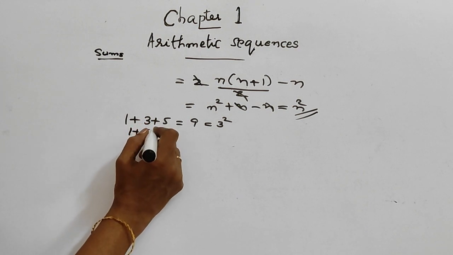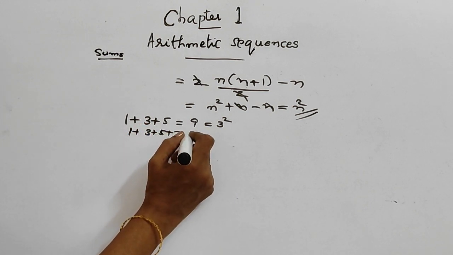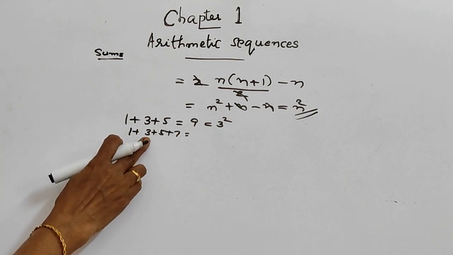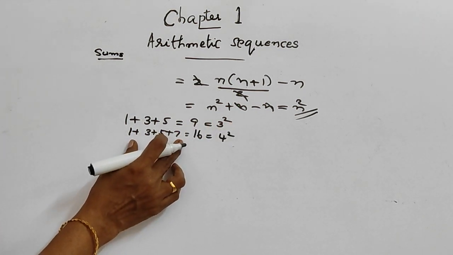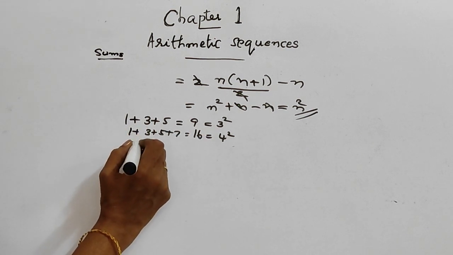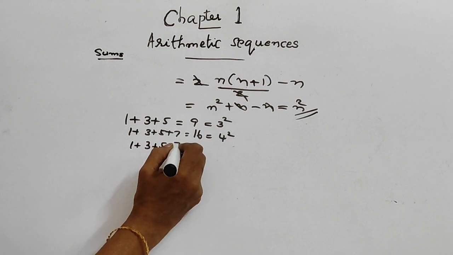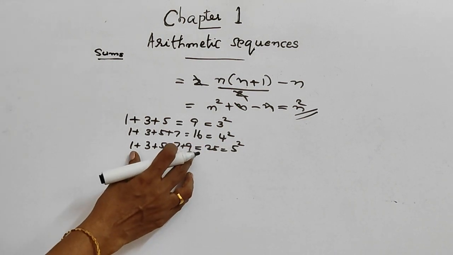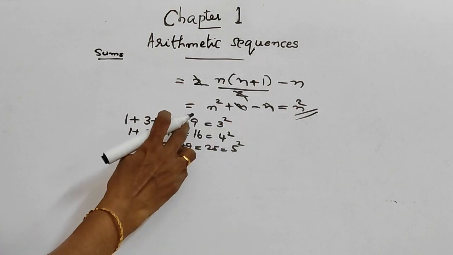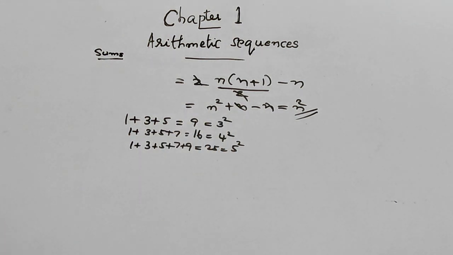Now again, 1 plus 3 plus 5 plus 7 is equal to 16, which is 4 squared. We have 4 terms, so 4 squared. Consider one more: 1 plus 3 plus 5 plus 7 plus 9 equals 25, which is 5 squared. We have 5 numbers, so 5 squared. If we have n numbers, n squared. So the sum of the first n odd natural numbers is n squared. That is the general form. Now we consider another example.